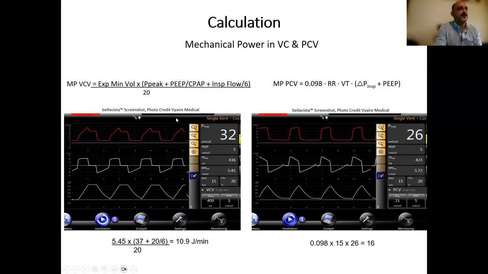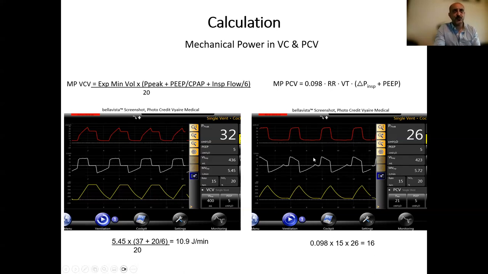So this is just an example, again, of how to calculate it quickly. This is a patient on the left here on volume control mode with a square constant flow. And you can see a pause here, peak pressure, plateau pressure, and the tidal volume. And the equation here was the minute ventilation multiplied by the peak inspiratory pressure plus the PEEP, plus the inspiratory flow divided by 6, over 20. So in this case, 5.45 multiplied by 37, the peak, plus the 20 over 6, divided by 20, comes to 10.9 joules per minute.